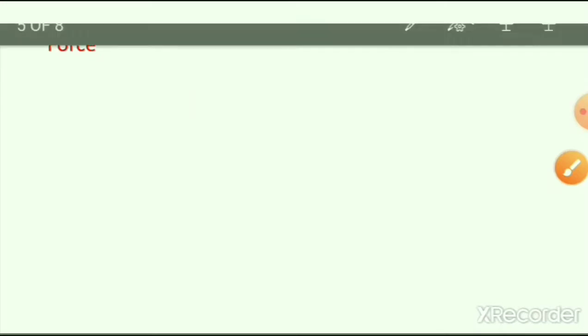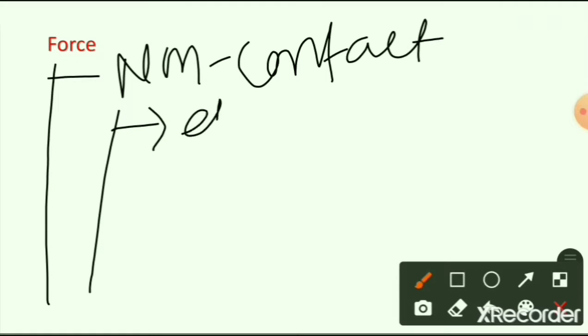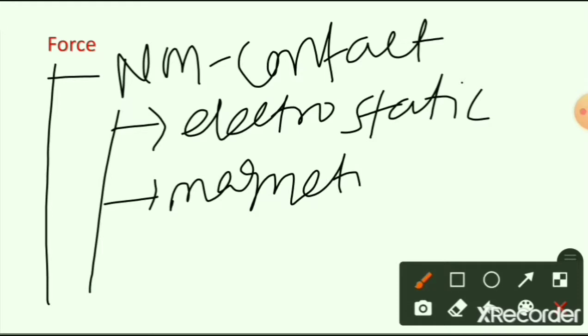Non-contact force. There are 3 types: electrostatic force, magnetic force, and gravitational force.